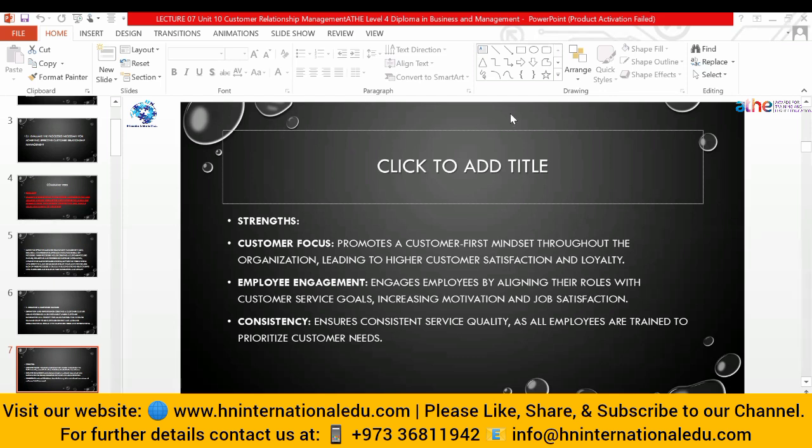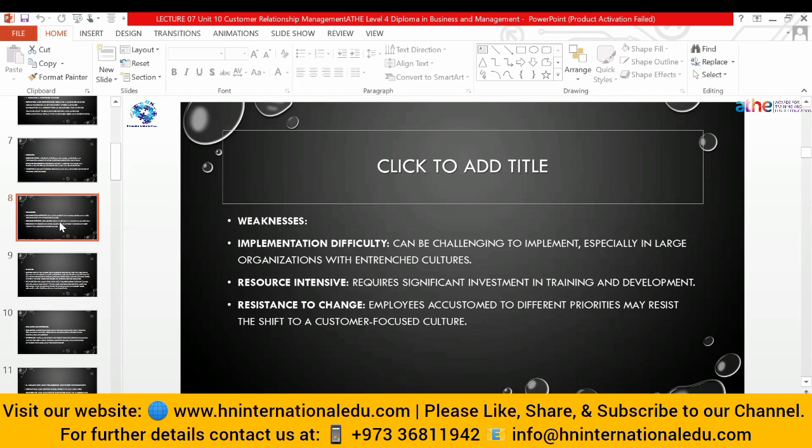Then we will be doing the weaknesses of it. Implementation difficulty: it can be challenging to implement, especially in a large organization with entrenched cultures. Why? Because it is very difficult to monitor everything. Already there are a lot of departments, so you cannot have the employees totally focused on satisfying the consumers. We have to look at the other factors as well.